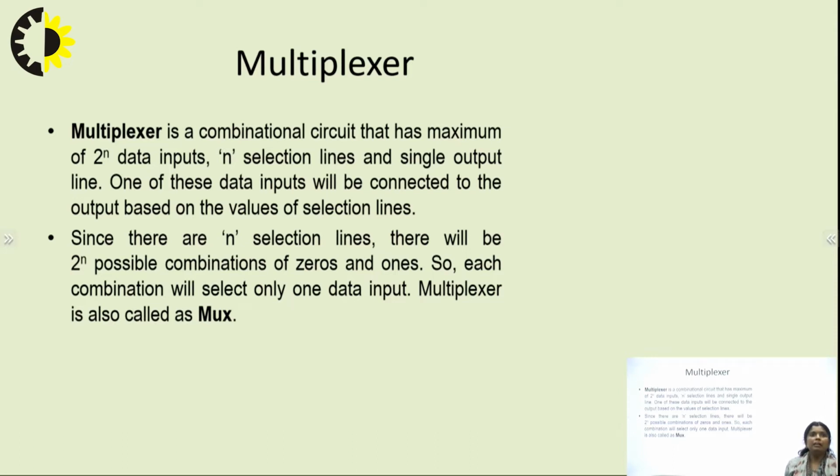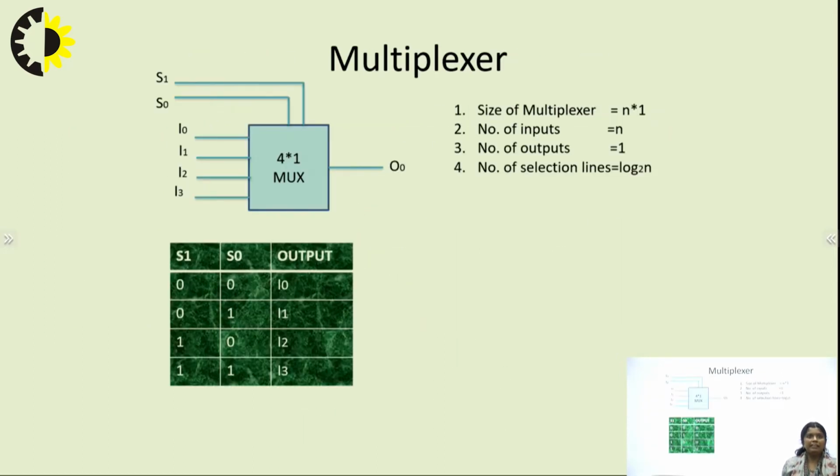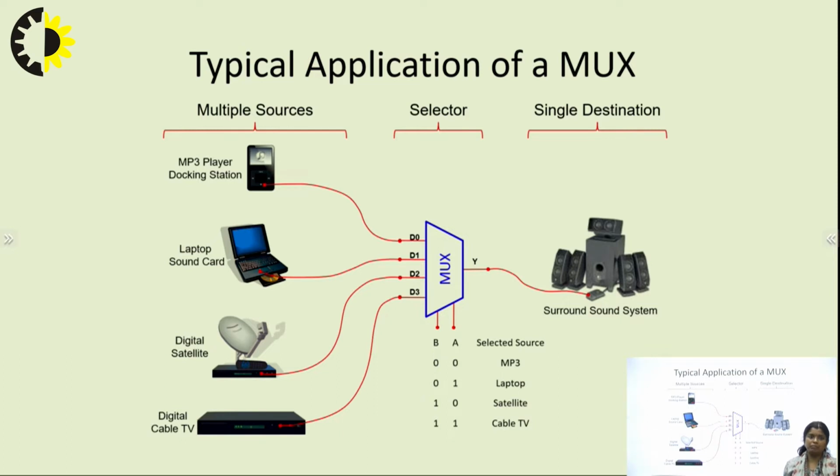Why are we using the selection line? We can take one example, a typical application of the multiplexer. Suppose we want to listen to music from different sources. Suppose we have 3 sources, such as an MP3 player, a laptop, or a digital satellite or cable TV. Out of these, we want to listen to music from only one device. At that moment, we have a selection line, so that out of these multiple inputs, only one single input generates the output. That's why we are using the selection line.